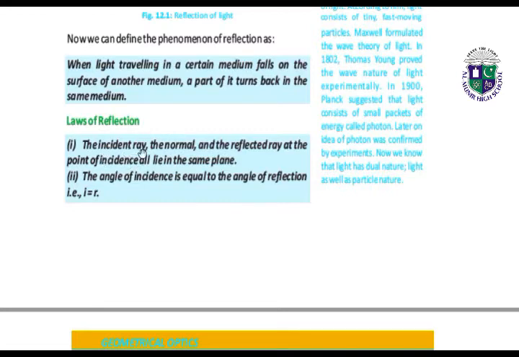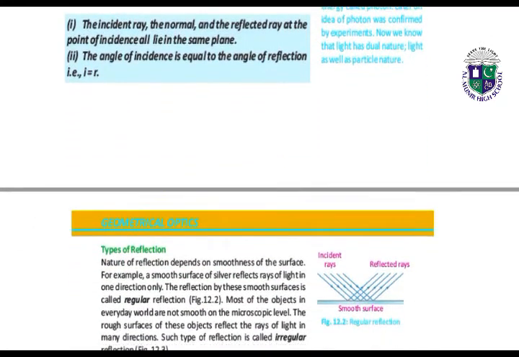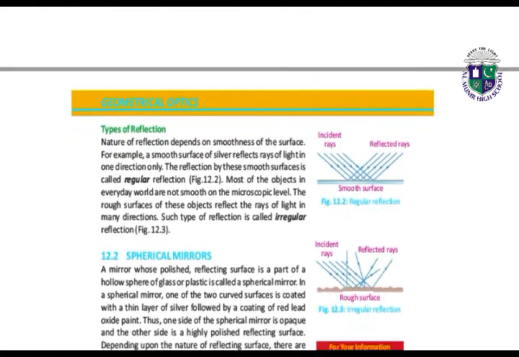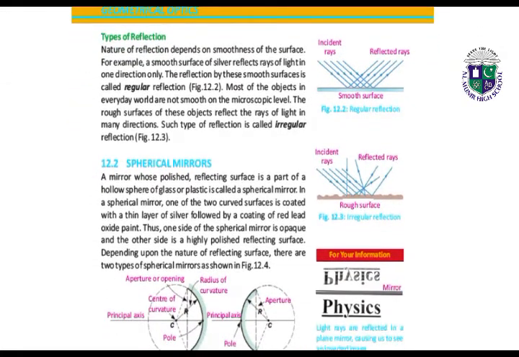Number one, the incident ray, the normal and the reflected ray at the point of incidence all lie in the same plane. The incident ray, the normal and the reflected ray all lie in the same plane, the mirror M that we had. Next point is the angle of incidence is equal to the angle of reflection, I is equal to R. So in reflection of light we have the two angles, angle of incidence and angle of reflection, and both are equal to each other.